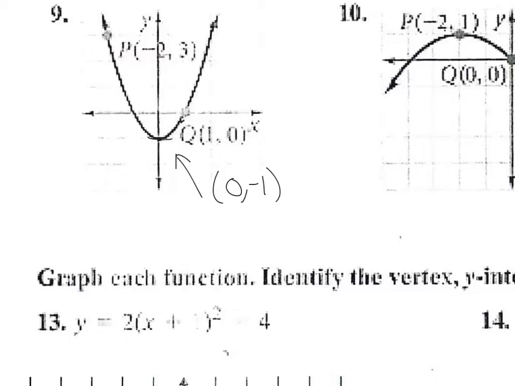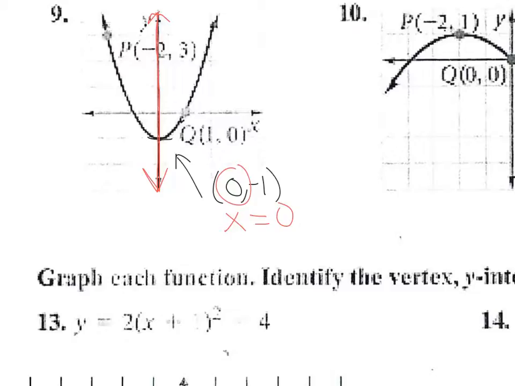The axis of symmetry is a line of symmetry. So this red line is a line of symmetry. It's a vertical line. So it's going to be x equals, and x has to equal 0. So it's x equals 0. And then the corresponding parts for P and Q.